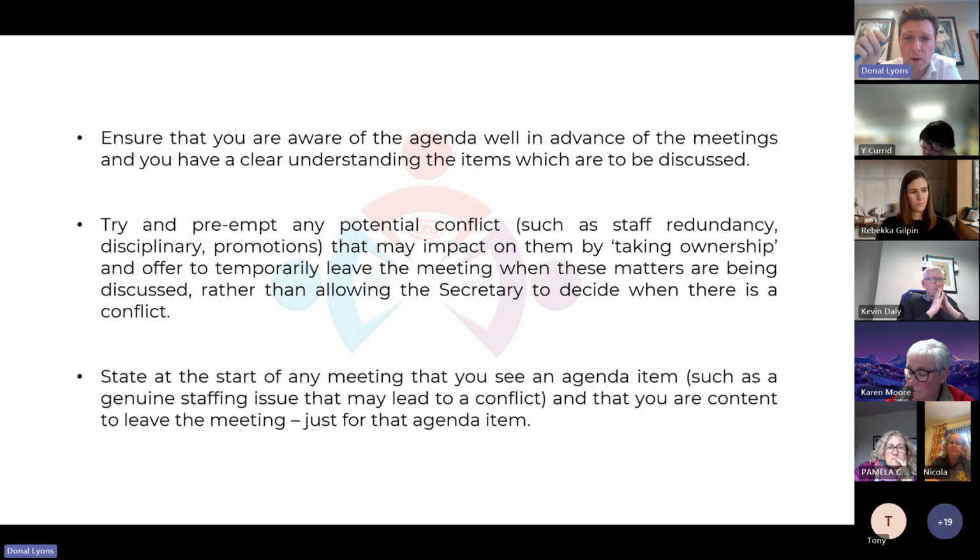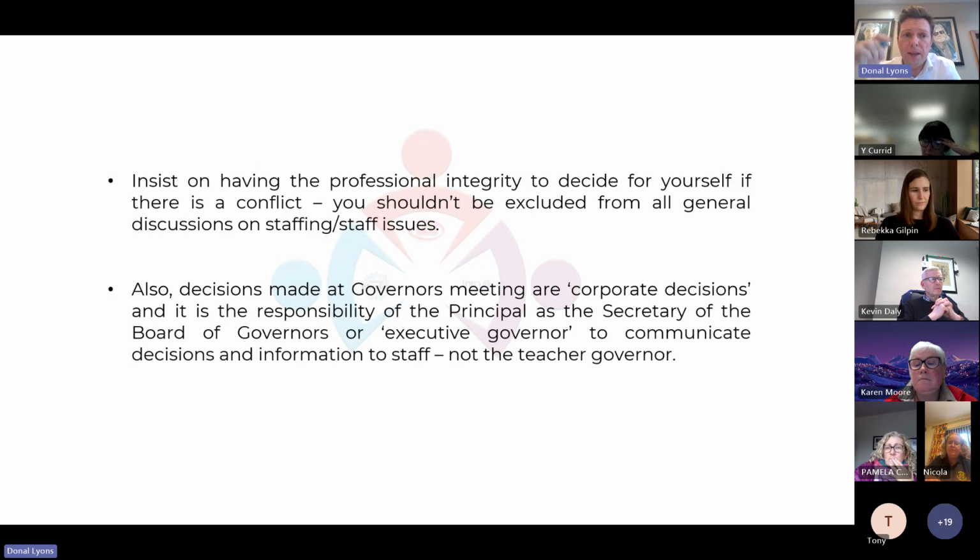This is another important issue because by physically removing yourself from the room, quite often you're unaware of the conversation, unaware of how the meeting is progressing. So it is important that you have the agreement and understanding that you will be brought back into the room when the particular discussion is over and the next agenda item has been moved on to. It is important though that you do insist and highlight that you have the professional integrity to decide for yourself if there is a conflict.